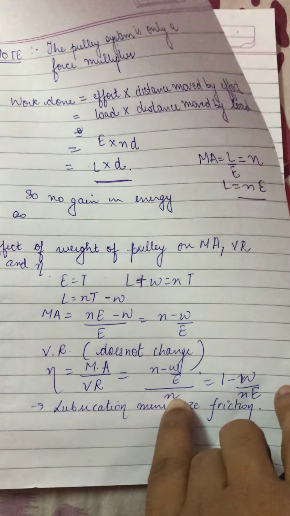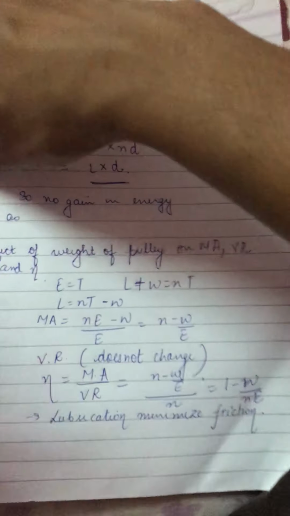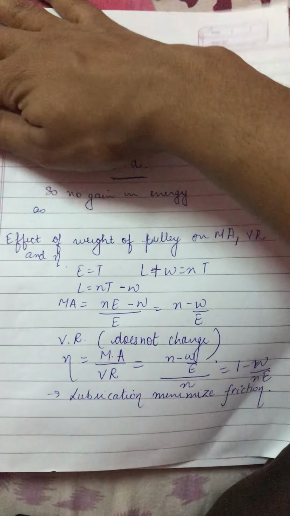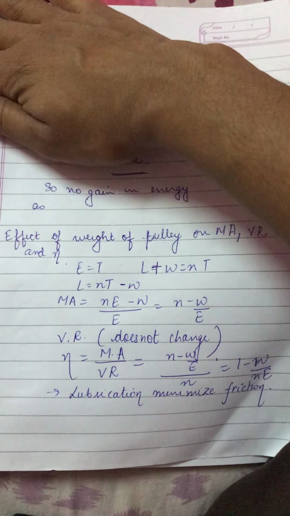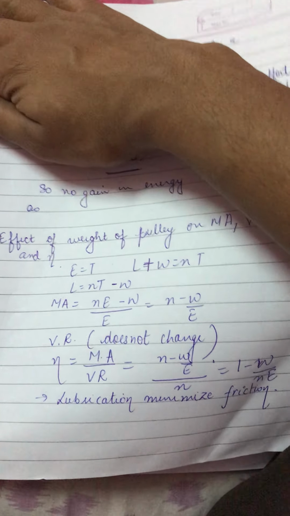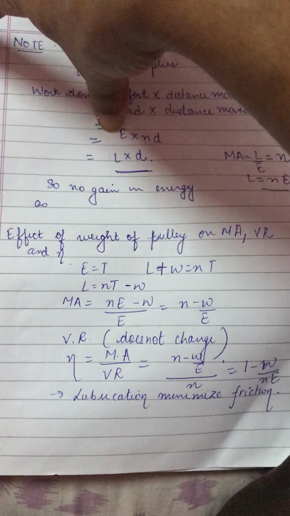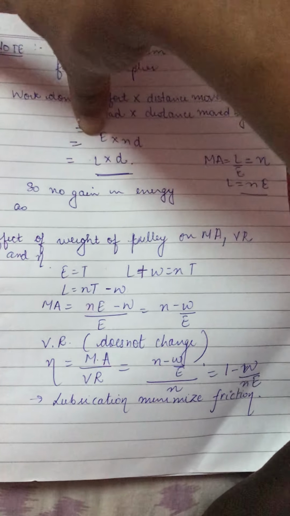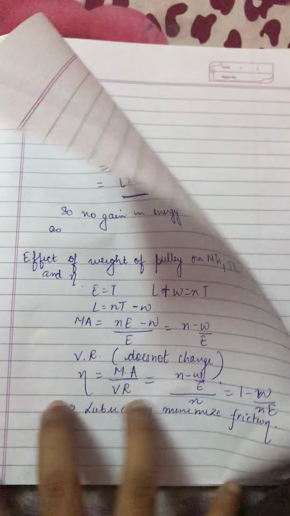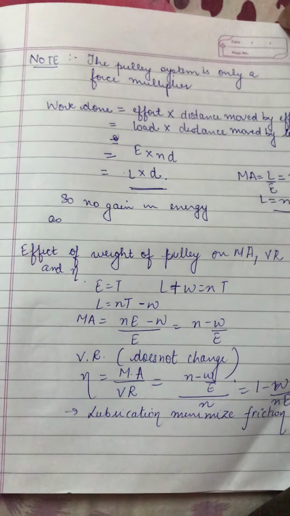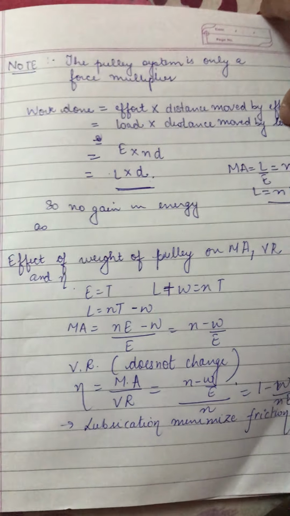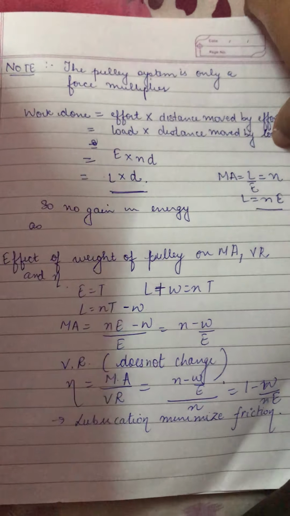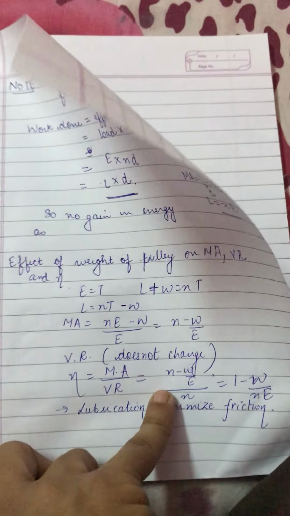That will remain n, and we can reduce the friction by lubricating the things, and we always try to have the movable pulleys which are very much light in weight. So this is all about your block and tackle and machines chapter. Only numericals are left that I'll post in your group. Kindly read it and ask your doubts. Thank you.